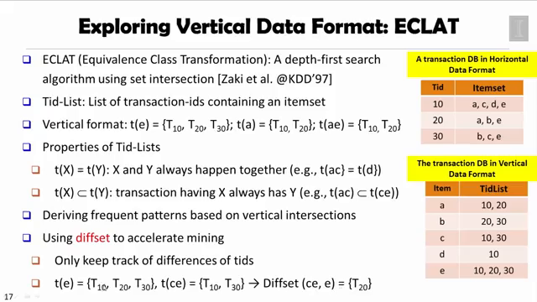For example, you intersect these two. The intersection is 10 and 20, but the difference is only 1. So you only keep this. You don't have to keep TCE. That may save a lot of space. Okay, this is the general idea. Using diffset, you can further improve its efficiency.